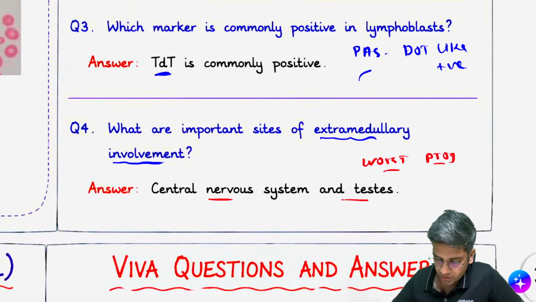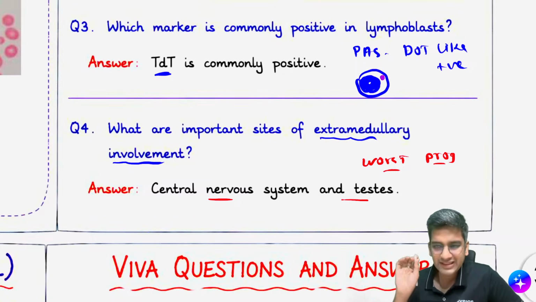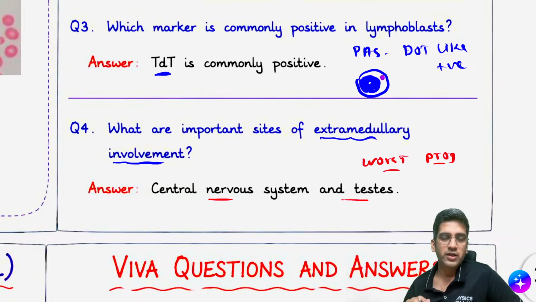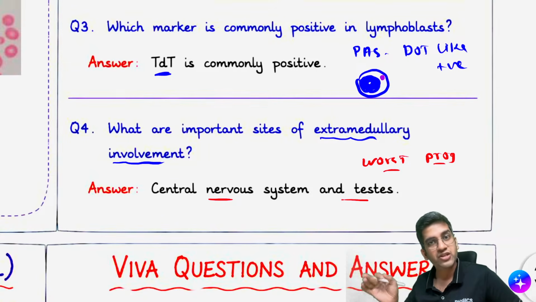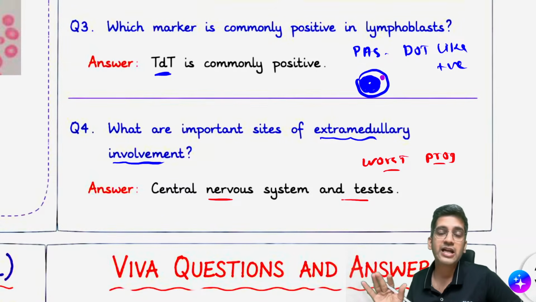So what is dot-like positivity? If you do a PAS for a lymphoblast, there'll be a tiny dot-like positivity, 1 or 2 dots. Why do I have this dot-like positivity? Because you know that PAS is positive for glycogen. A lymphoid blast is an inactive blast because a lymphocyte is not an active cell. A B lymphocyte becomes a plasma cell and becomes active. A T lymphocyte becomes TH1, TH2, TH3 and becomes active. So a lymphocyte itself is an inactive cell, and a lymphoblast is also an inactive cell.